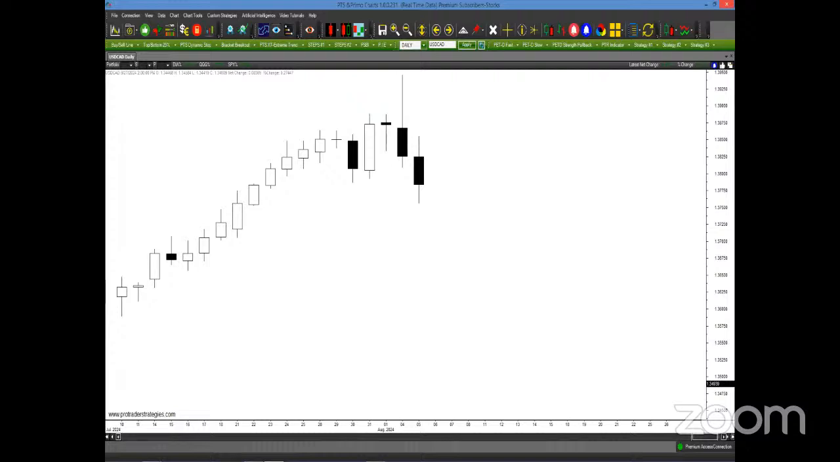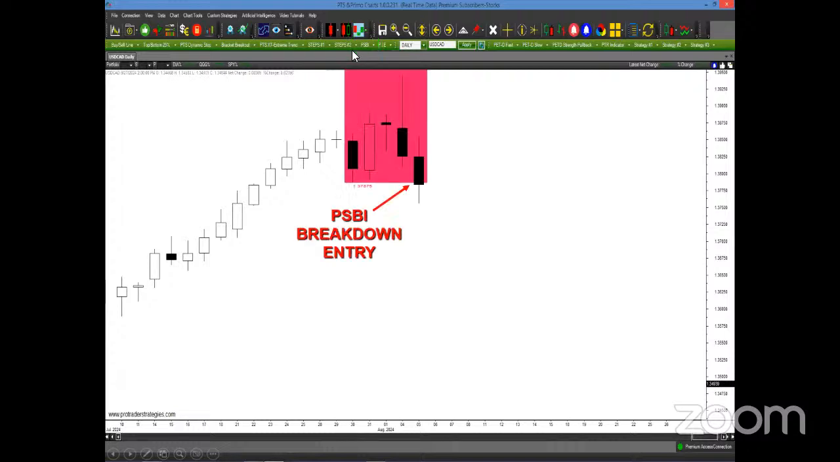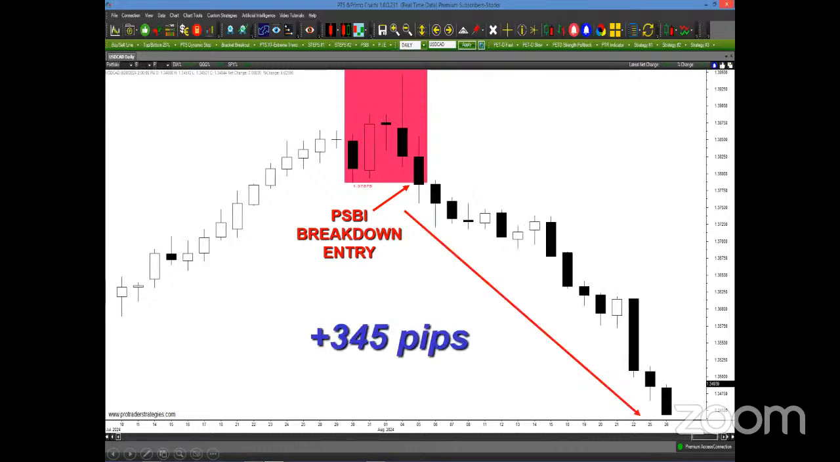If you had simply waited for a PSBI breakdown area, you would have seen that one was generated, clicking on here, the entire time. And all you had to do was wait for it to trade below that red area. Now, you wouldn't have gotten in too early. You would have simply waited. Sure, you wouldn't have gotten in at the top, but you would have been confirmed right here and still been able to potentially capture 345 pips to the downside. This just happened coming into last week.